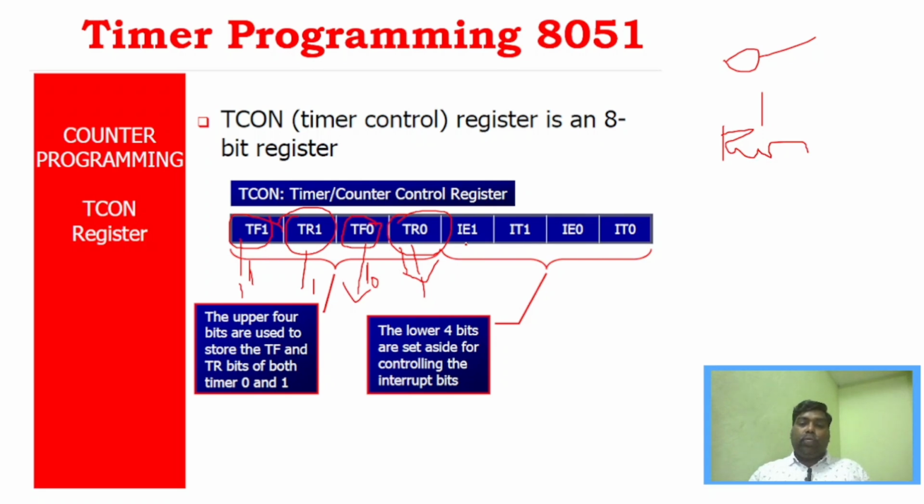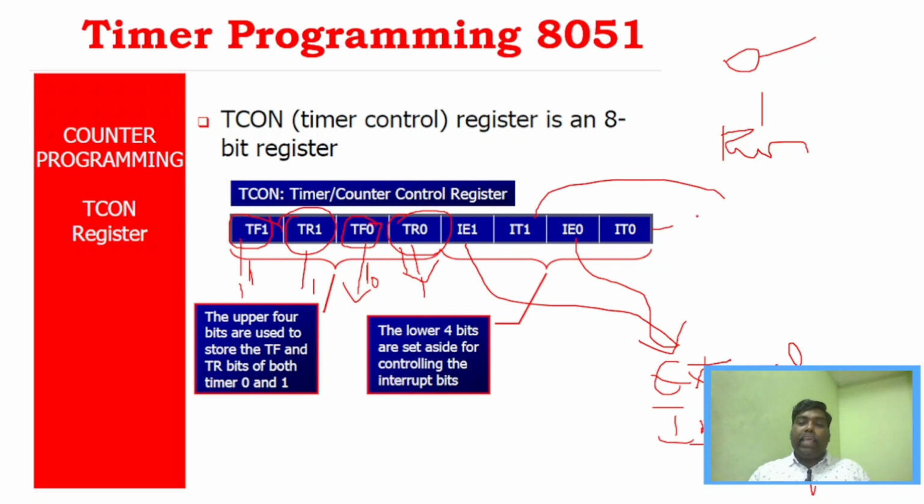And these two, IE1 and IE0. This is nothing but the external interrupt. I already said what is external interrupt. When there is an external interrupt, that is INT0 and INT1, right? Whenever timer 0 uses the external interrupt, this one, and timer 1 uses this one, correct? This is external interrupt. And what about these two? I already explained this. We know that these two are external interrupt, right?